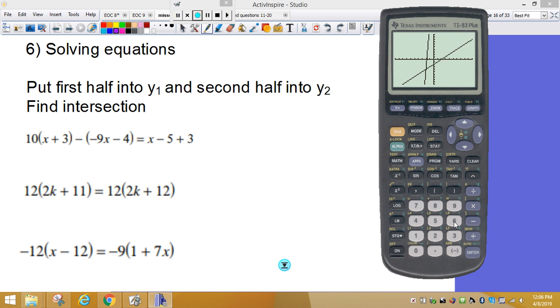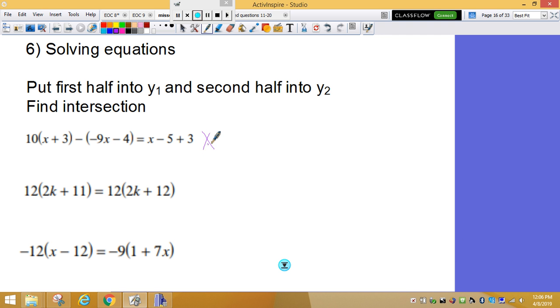So the answer is where they cross. To find that, you press second trace, go down to intersection, hit enter, and hit enter 3 more times. So x is negative 2. So for this first answer, x is negative 2. Let's do the next one.